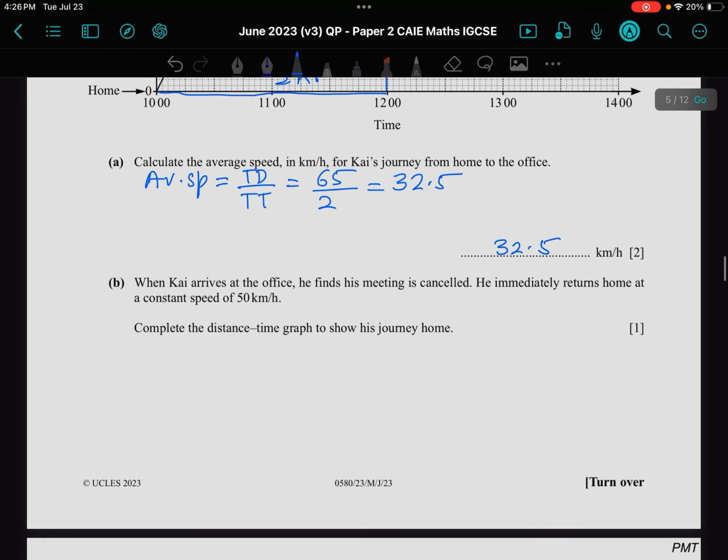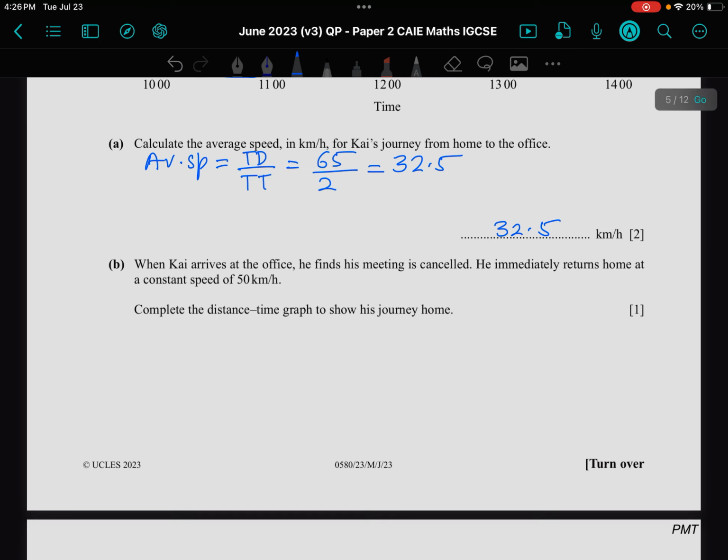Now when Kai arrives at the office, he finds his meeting is cancelled. He immediately returns home at a constant speed of 50 km per hour. Complete the distance time graph to show his journey home. So we know speed is equal to distance upon time. Therefore, time is equal to what? Distance upon speed.